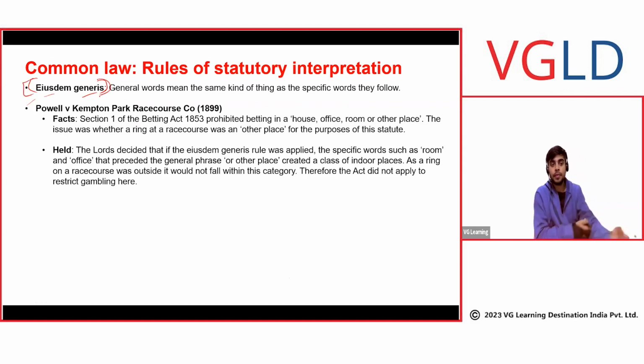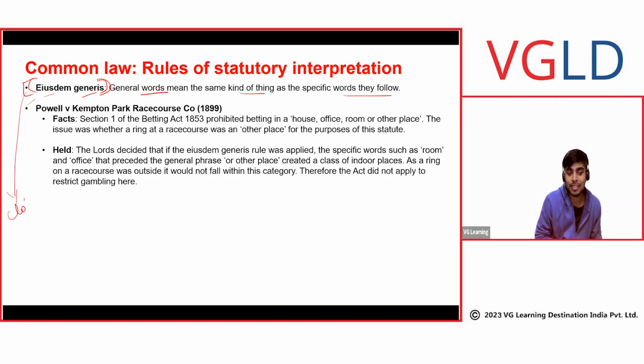Okay, ejusdem generis. What does it mean? It means general words mean the same kind of thing as the specific words they follow. Like I have already given you the close example. So this is basically a similar thing. So what was the fact?